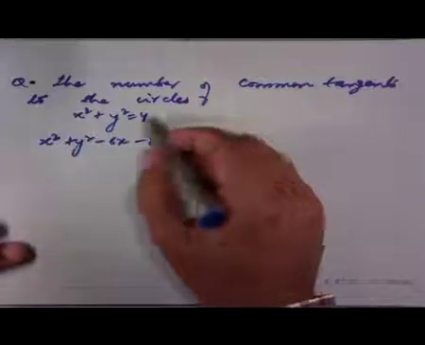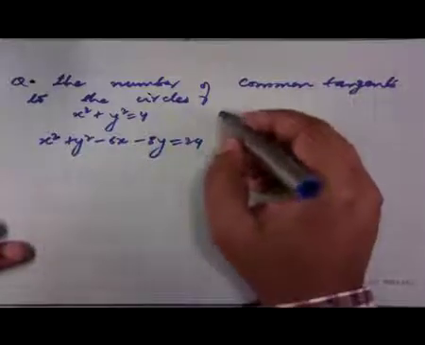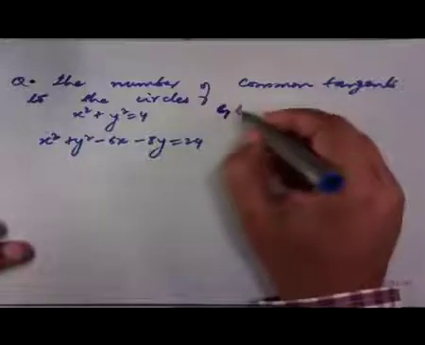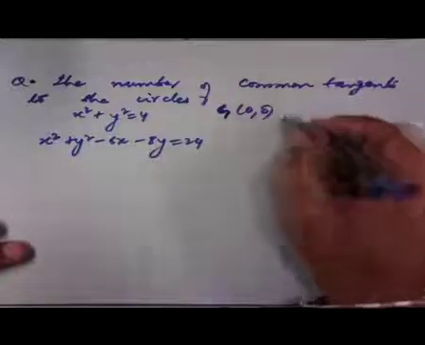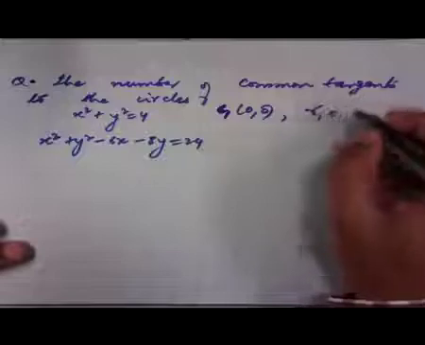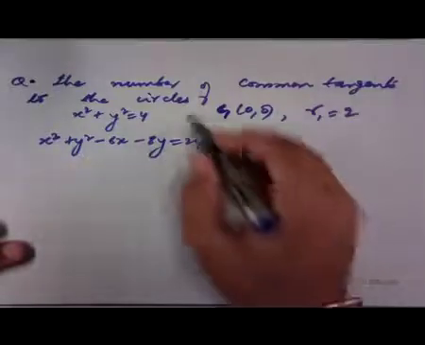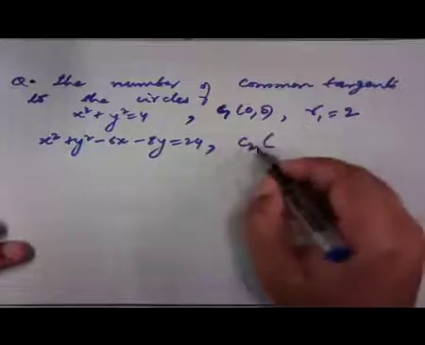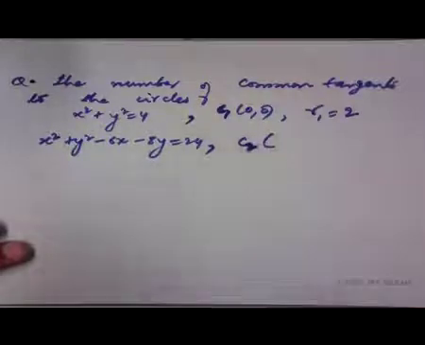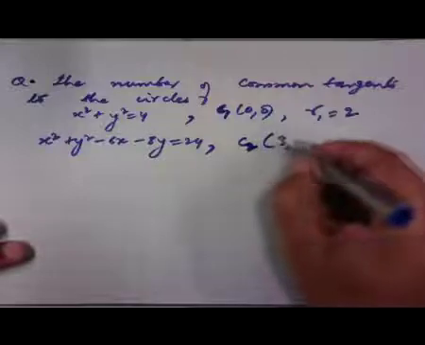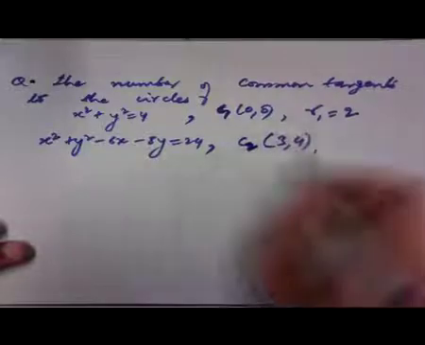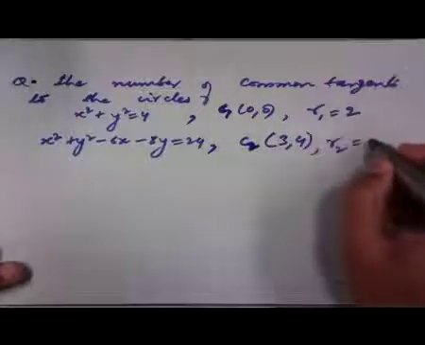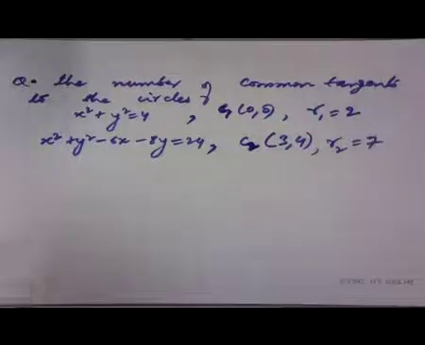So, for this first circle, the coordinates of the center are at the origin, and the radius is 2 units. For the second circle, the center is at (3, 4) and the radius is 7 units.